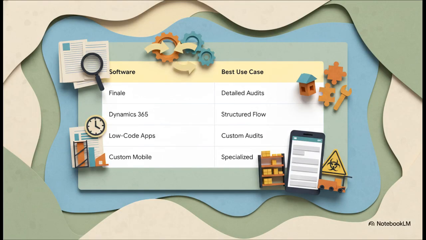Continuing that breakdown, Finale Inventory provides incredibly detailed audit trails showing exactly who counted what. Dynamics 365 offers structured approval workflows, so discrepancies are actually reviewed before the books get adjusted. And for truly unique situations, low-code platforms let you build custom count forms, while custom mobile solutions cater to highly regulated environments where off-the-shelf software just won't cut it.